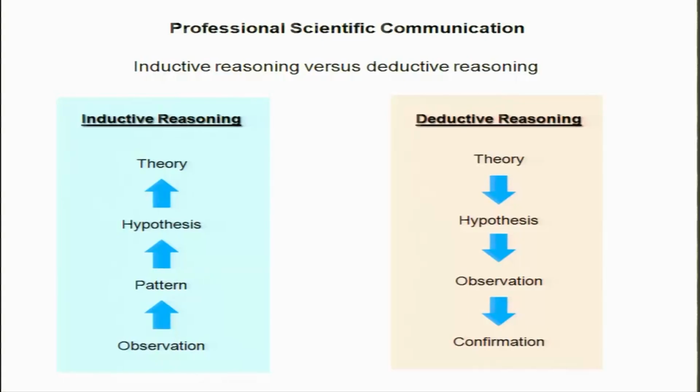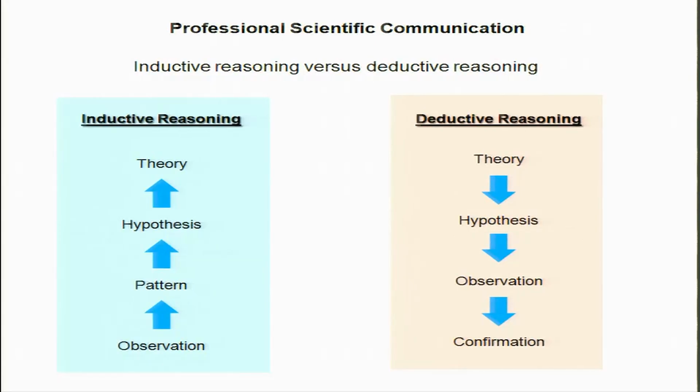So, what is shown on the slide are two distinct ways of reasoning, meaning observing something and making meaning out of it. The one shown on the right side is called inductive reasoning. You observe something, from your observation you find that there are patterns. Based on the patterns you develop a hypothesis, and then you evolve what is called a theory.